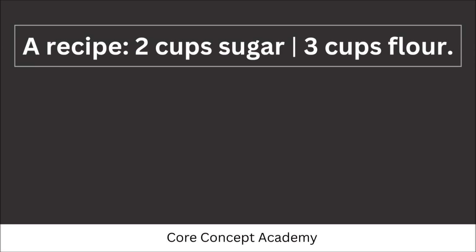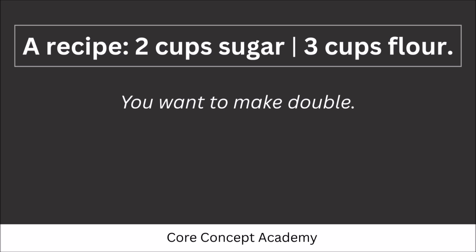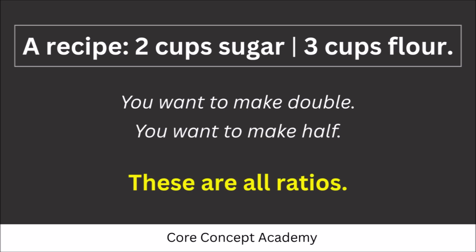A recipe uses 2 cups of sugar for every 3 cups of flour. You want to make double the recipe. How much sugar and flour do you need now? Or, what if you only want to make half? This is exactly what equivalent ratios solve. And once you understand them, scaling anything, recipes, maps, models, mixtures, becomes completely straightforward.